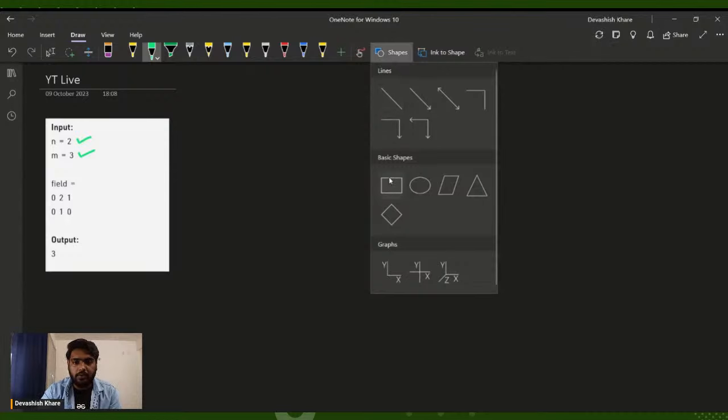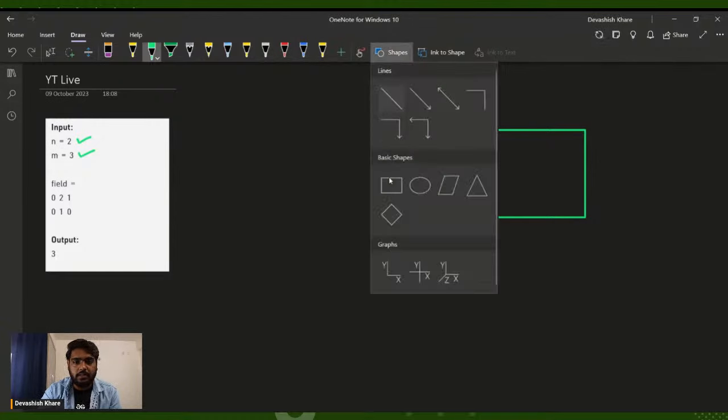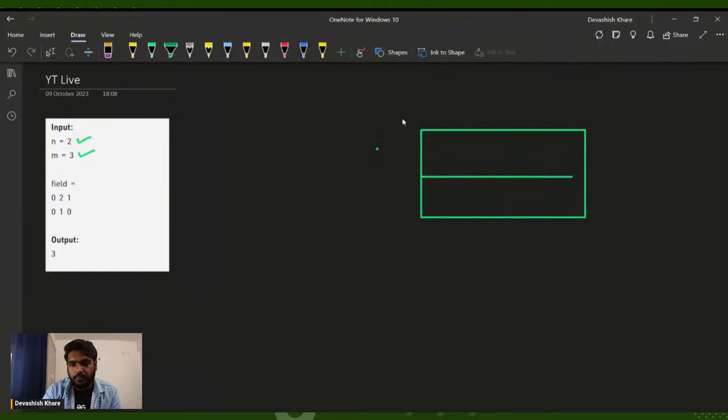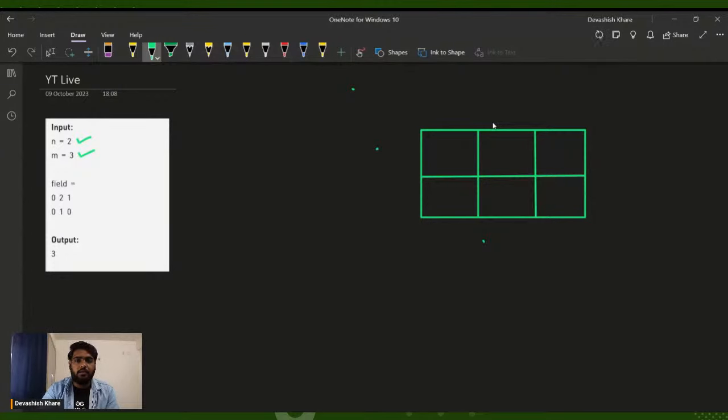So let's draw the field. The question states that the field is in the form of N cross M. For us, N is 2 and M is 3. That means 2 rows and 3 columns. Let's make that. So we can say that this is our field, right?